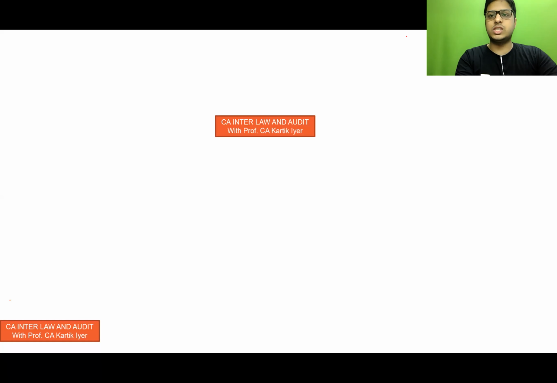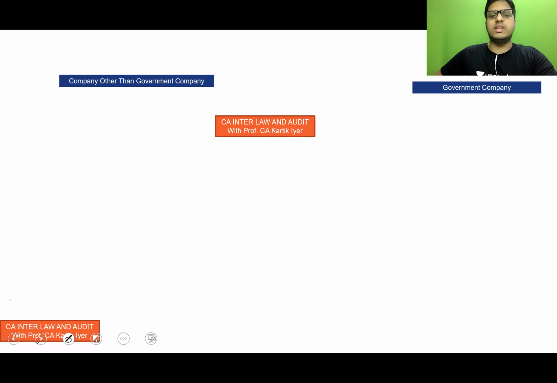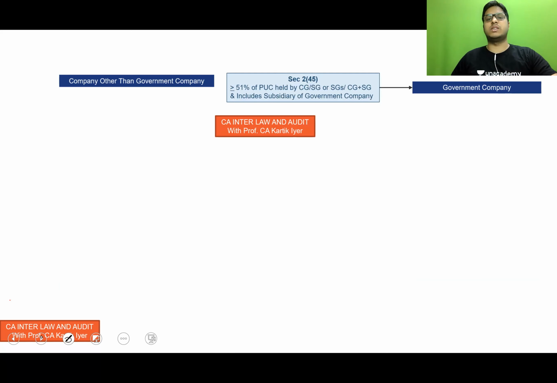Now let's continue with section number 139 of the Companies Act. Now section number 139, what does it say? First you have to see whether the company is a government company or other than a government company. Where is it defined? It is defined in section number 2, subsection number 45.